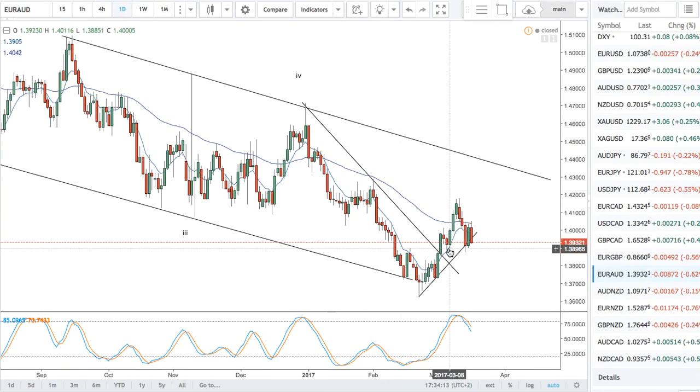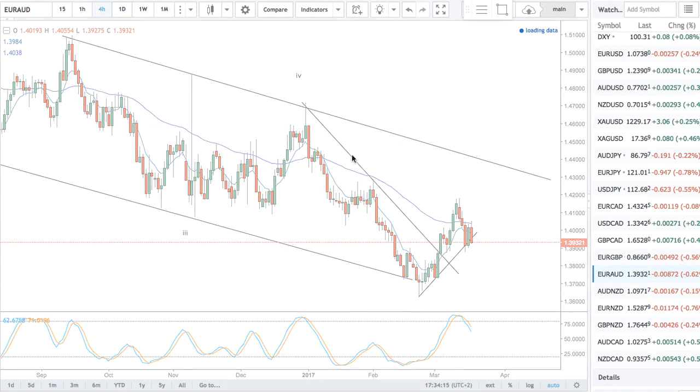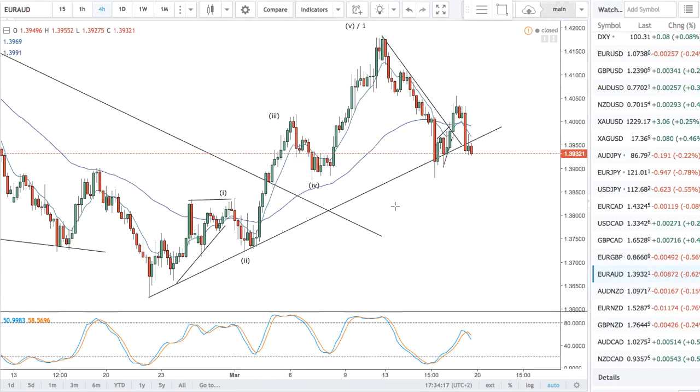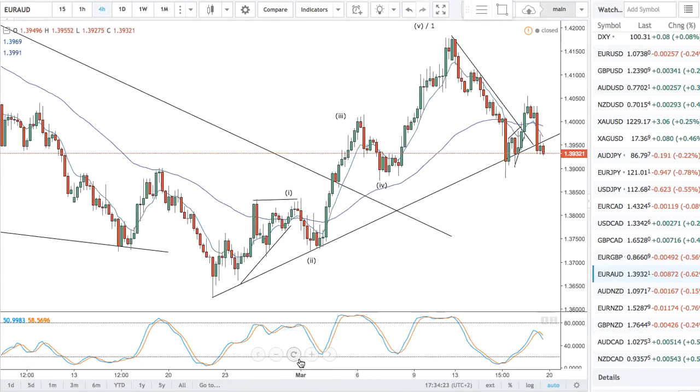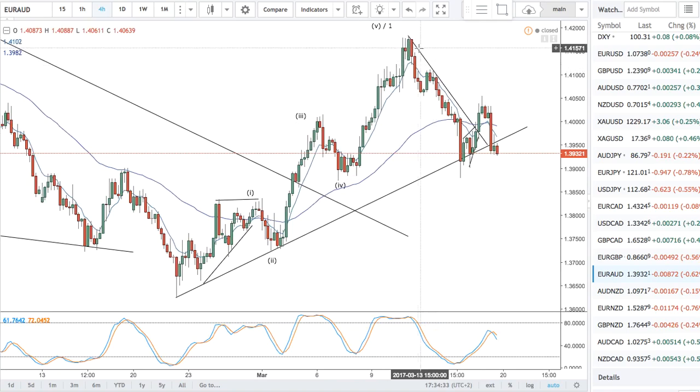I am right now working this as 5 completed, which I've had this count for a week or so now. So I'm forcing wave 1 as a leading diagonal, in a sense, like 1, 2, 3, 4, 5. It's ugly, but I'm going to hold it for now. 5 waves up overall for 1. This was a 3-wave correction. I thought we had an impulse here, but so far it's looking bearish.